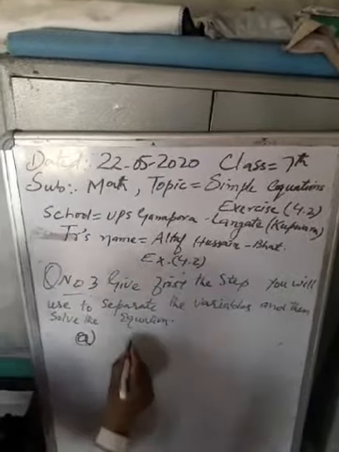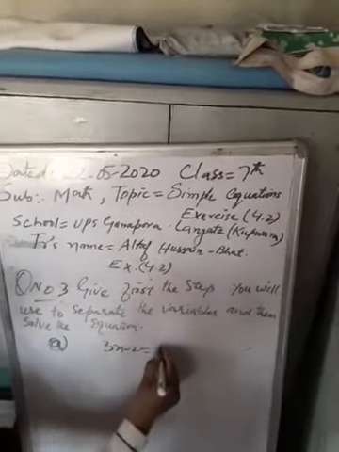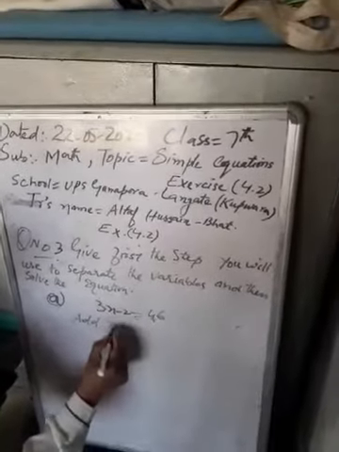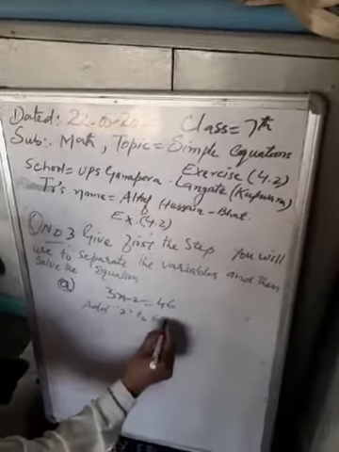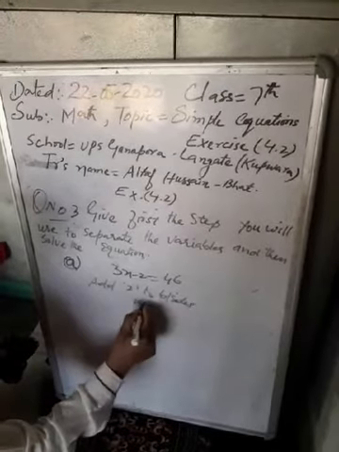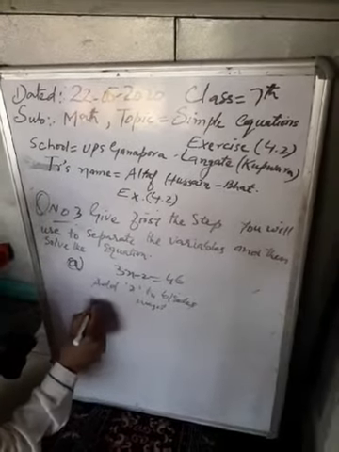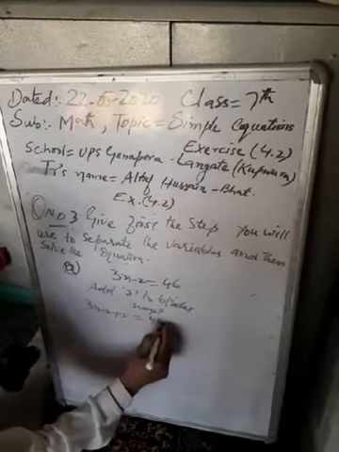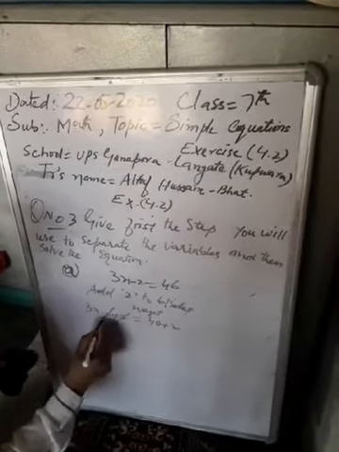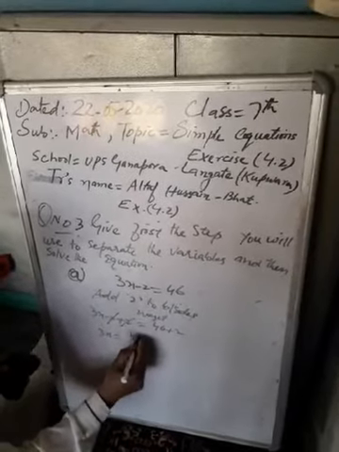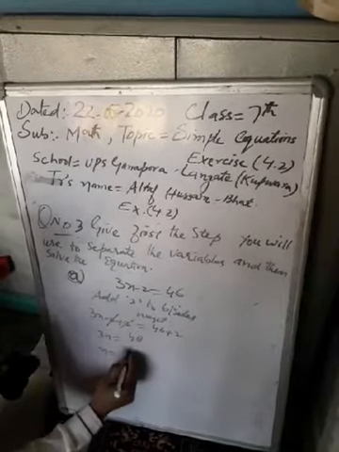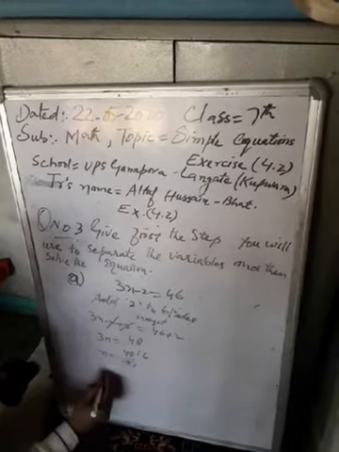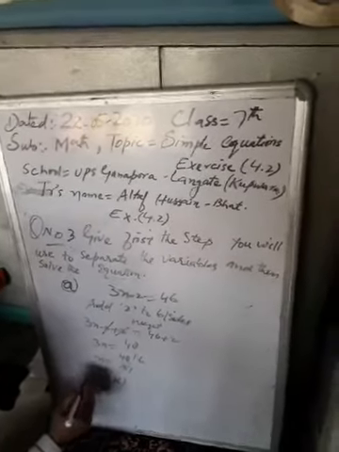Part a is 3n minus 2 is equal to 46. So add 2 to both sides. We get 3n minus 2 plus 2, adding 2 on both sides, is equal to 46 plus 2. So this 2 and this 2 cancel. 3n is equal to 48. So n is equal to 48 divided by 3. 3 ones are 3, 3 sixes are 18. So therefore value of n is equal to 16.